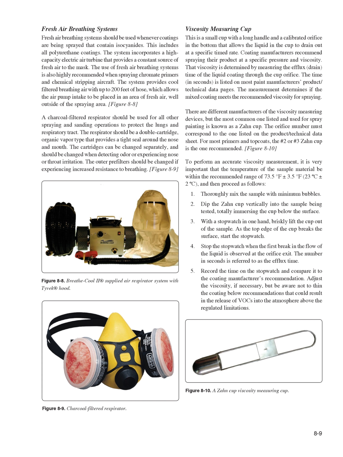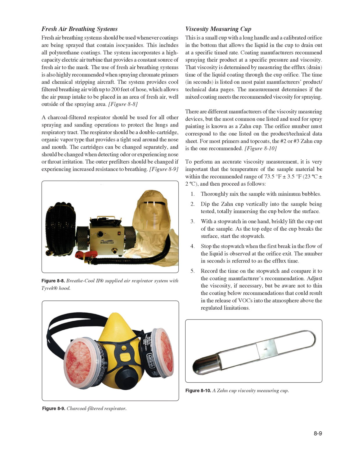Figure 8.9 Viscosity measuring cup. This is a small cup with a long handle and a calibrated orifice in the bottom that allows the liquid in the cup to drain out at a specific timed rate. Coating manufacturers recommend spraying their product at a specific pressure and viscosity. That viscosity is determined by measuring the efflux, drain, time of the liquid coating through the cup orifice. The time, in seconds, is listed on most paint manufacturers' product/technical data pages. The measurement determines if the mixed coating meets the recommended viscosity for spraying.